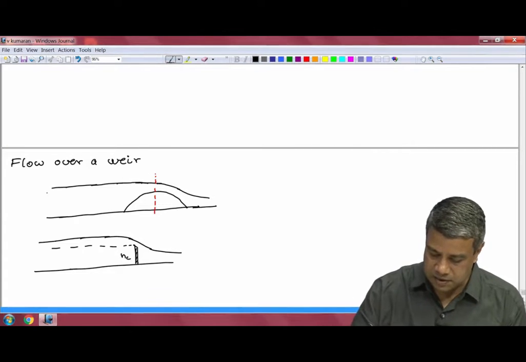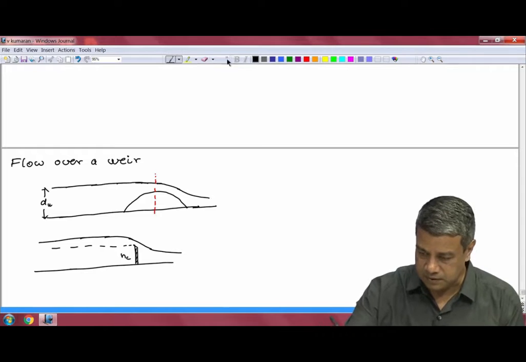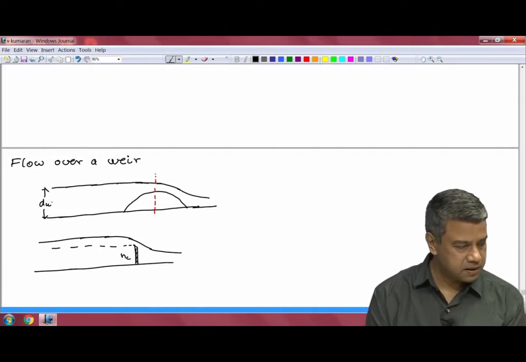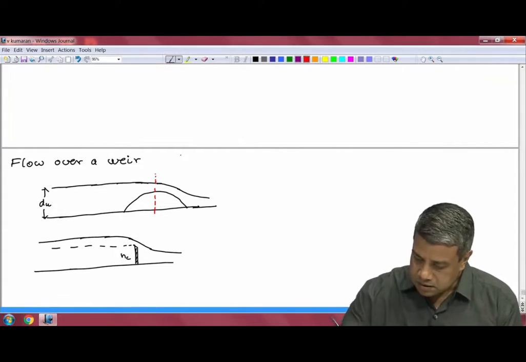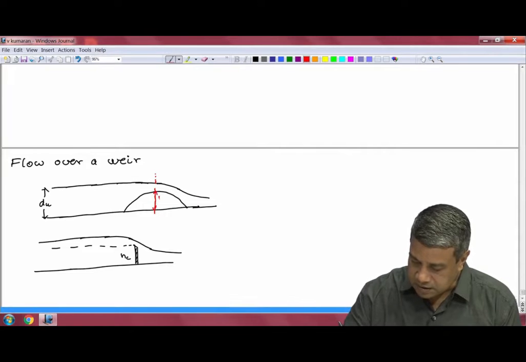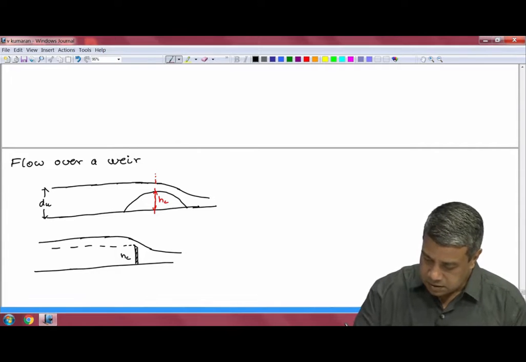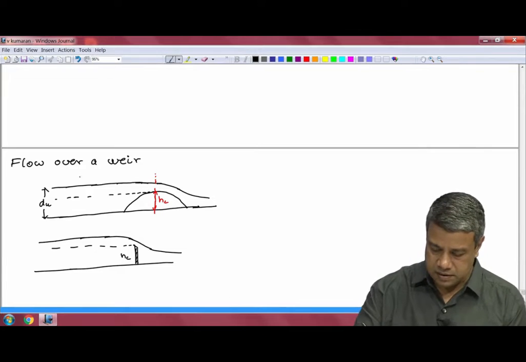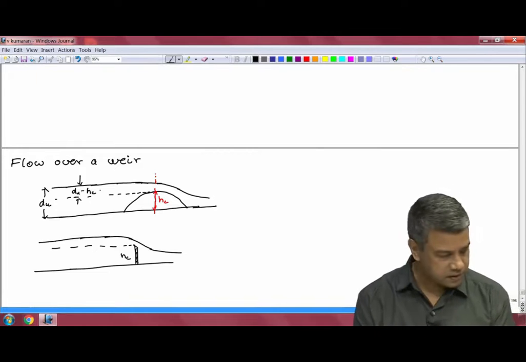Therefore, in the upstream region, I will call the depth in the upstream region du. du is the depth of this channel upstream of the obstruction. This thing, the maximum height of the obstruction, I will call as h c. And therefore, this difference is going to be equal to du minus h c. That is going to be the difference, du minus h c.